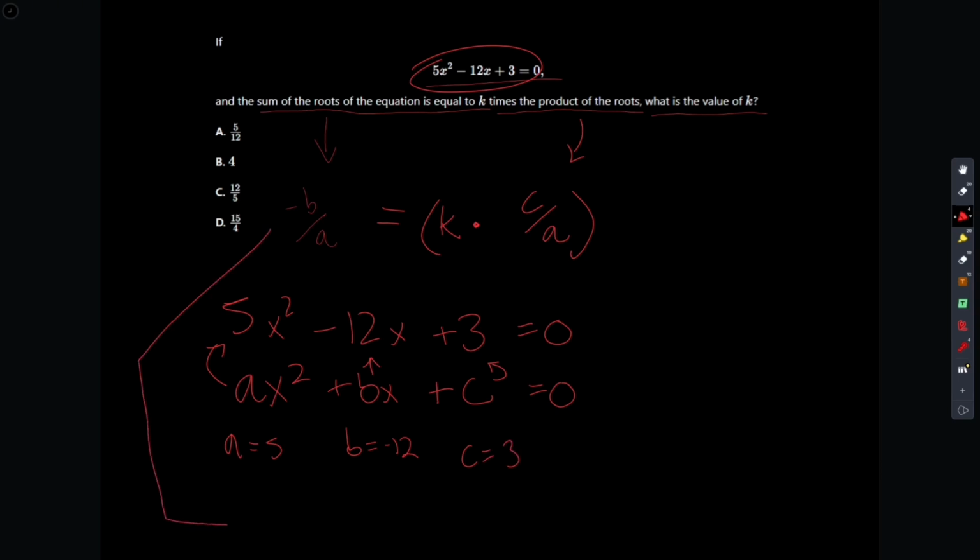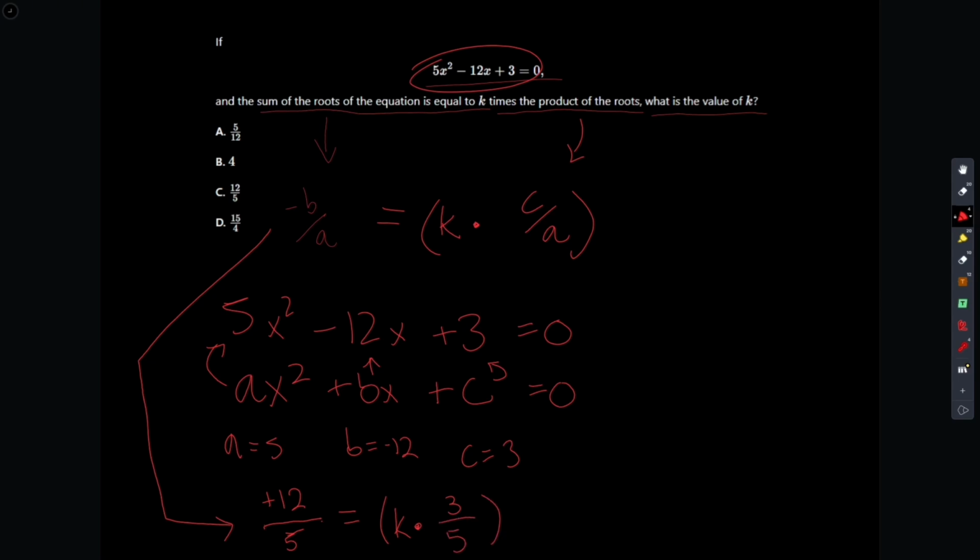So if a is equal to 5, b is equal to negative 12, and c is equal to 3, now we're just going to take this equation that we wrote up here and plug in our a, our b, and our c. So this becomes positive 12 over 5, because that is a double negative, right? A negative and a negative make a positive. So whenever we plug in negative 12 for our negative b, that actually becomes positive 12. And then equal sign, and then times k. K is still unknown, so we'll just leave it as k. And c is equal to 3, and a is equal to 5. So this is what our equation now looks like.